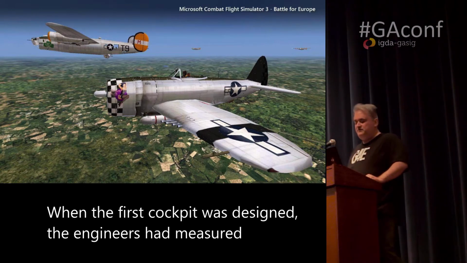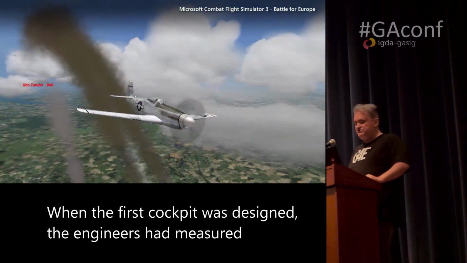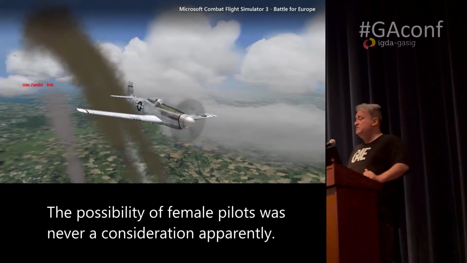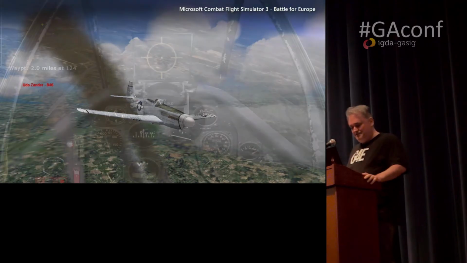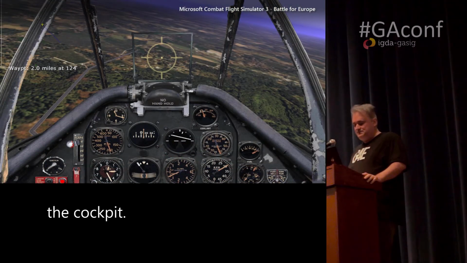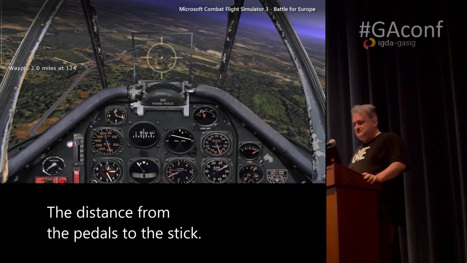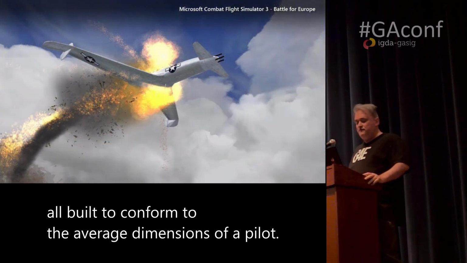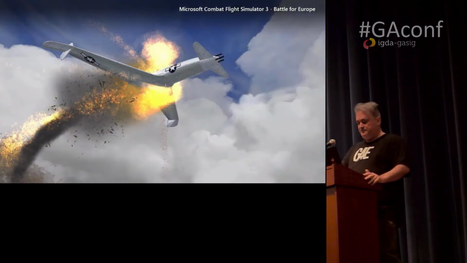When the first cockpit was designed, the engineers had measured the physical dimensions of hundreds of male pilots. The possibility of female pilots was never a consideration, apparently. And they used this data to standardize the dimensions of the cockpit. The size and shape of the seat, the distance from the pedals to the stick, the height of the windshield, and even the shape of the helmets were all built to conform to the average dimensions of a pilot.